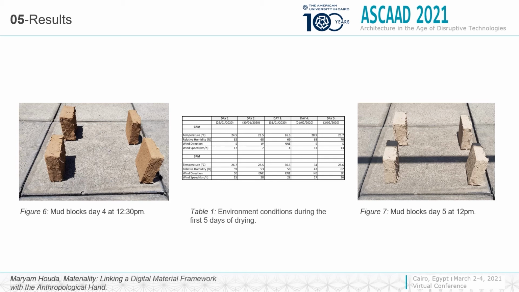No apparent cracks were displayed, and table A documents the environmental conditions over the first 5 days, and there was a relationship that was drawn between temperature and humidity. So as temperature increased, the humidity decreased, and this was important so that the surface of the bricks do not dry out, which would have led to the blocks cracking prematurely.